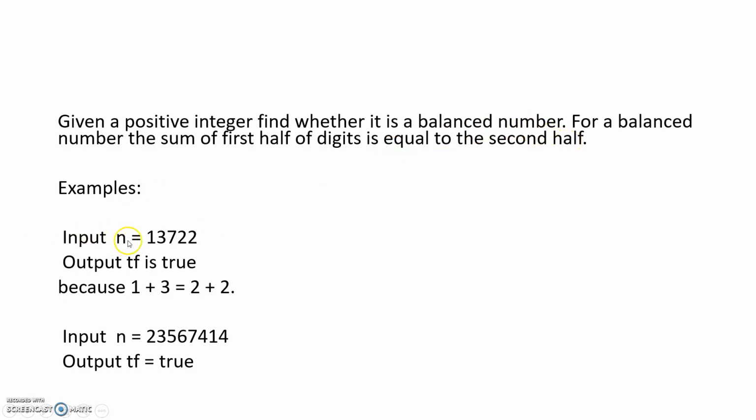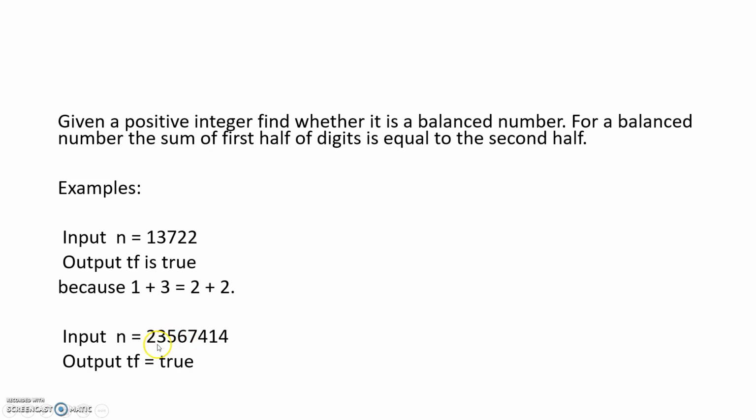Suppose, for example, you consider 13722. The output will be true. See the first half: the middle number is 7 because this is a 5-digit number, and the middle index position corresponds to the number 7. On the left-hand side of 7 are 1 and 3. If you add them you get 4, and on the right-hand side of 7 you get 2 and 2. 2 plus 2 is also 4. So this is a balanced number.